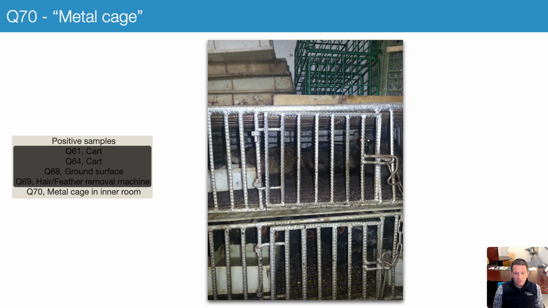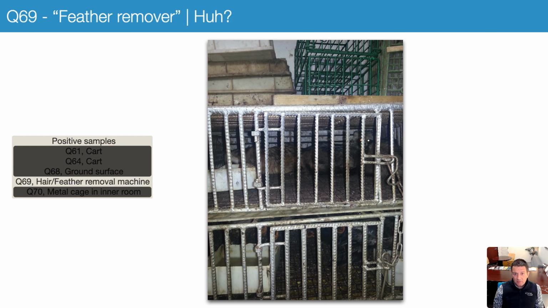Now, there's also a metal cage in a room. So a metal cage, well, there it is. There's one of Eddie's other photos where in a metal cage you have raccoon dogs on top there. So it's pretty clear that when you look at these and you're showing the associations, they're clearly associated with the selling of live mammals. But then there was this part which was confusing to me, which is that a feather removal machine was also positive. And I said to Eddie, what's that about?